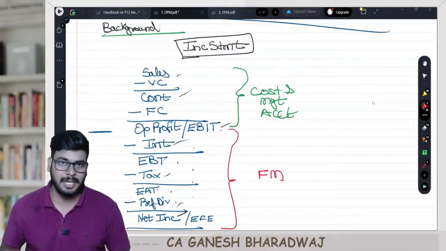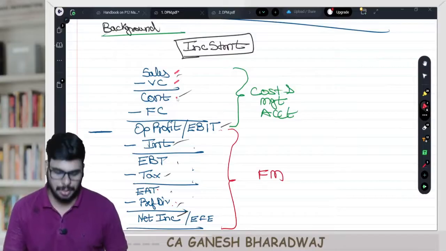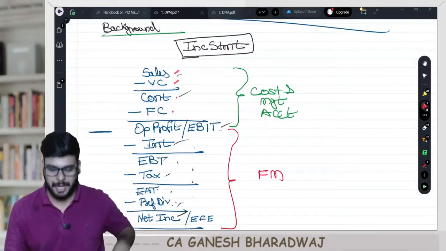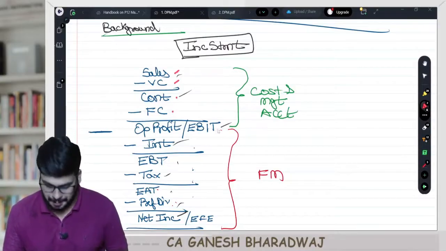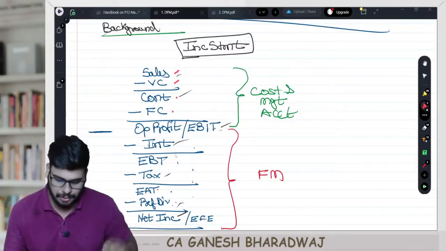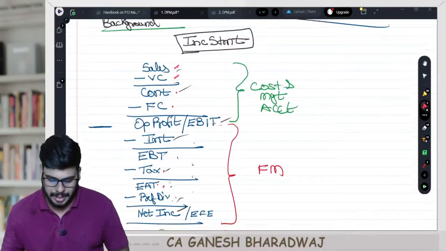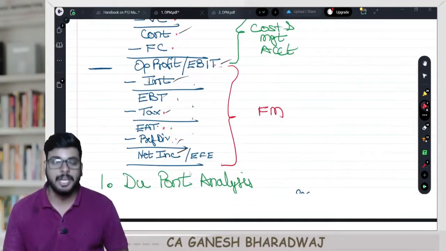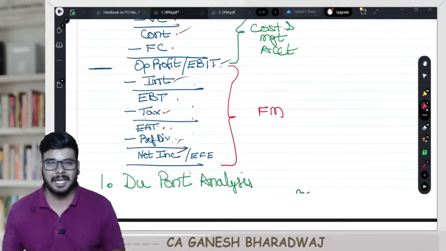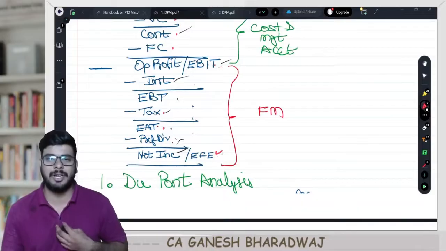Now, how does your income statement look like? Sales minus variable cost gives you contribution, minus fixed cost gives you operating profit. It's also known as EBIT. EBIT means what? Earnings before interest and tax. From your EBIT, first you reduce interest, you get EBT. From that, you reduce your tax, you get EAT. From that, you reduce your preference dividend. You have what you call net income, or this is also known as earnings available for equity shareholders, which I call EFE.